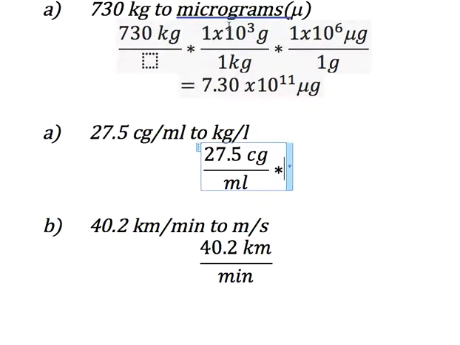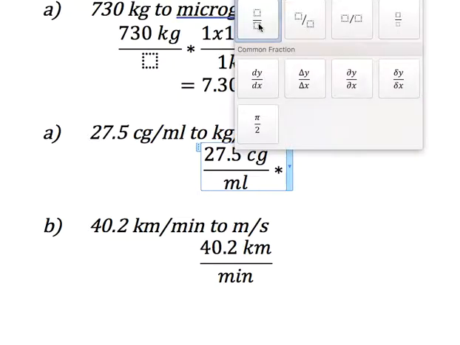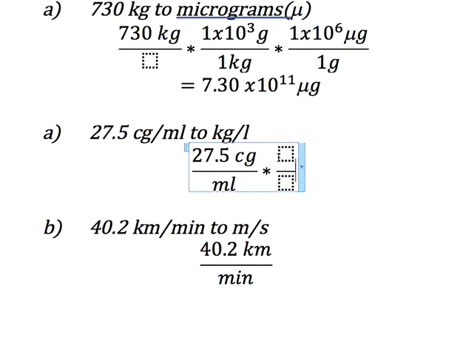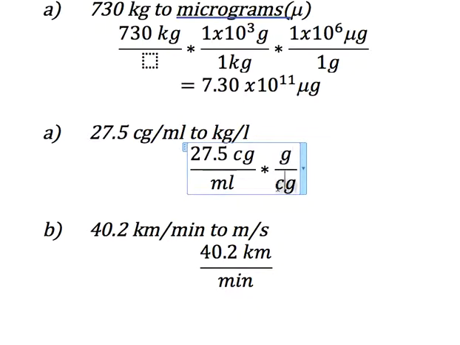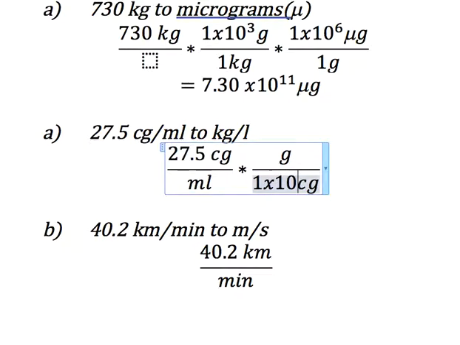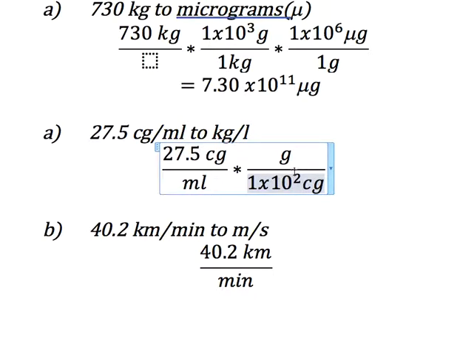Now, it doesn't matter which one you start with, but just for giggles, I'm going to start with the one on top, and I'm going to go from centigrams to kilograms. And again, I'm going from a prefix to a prefix, so I'm going to go to the base unit first. I'm going to put grams on top. A centigram is smaller. It takes 100 centigrams to make a gram. So I'm going to put that there, and 1 gram on top. Okay, so now I'm out of centigrams and into grams.